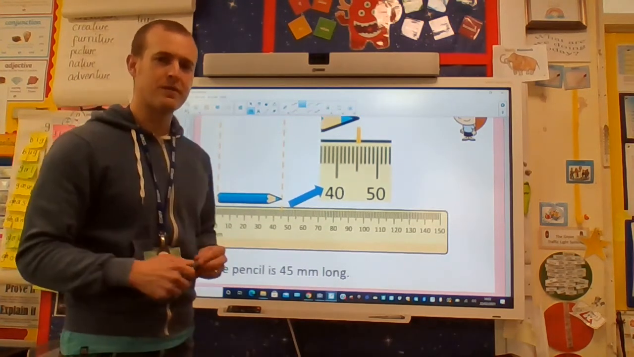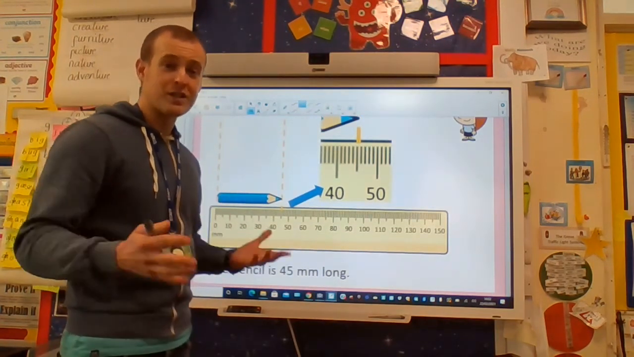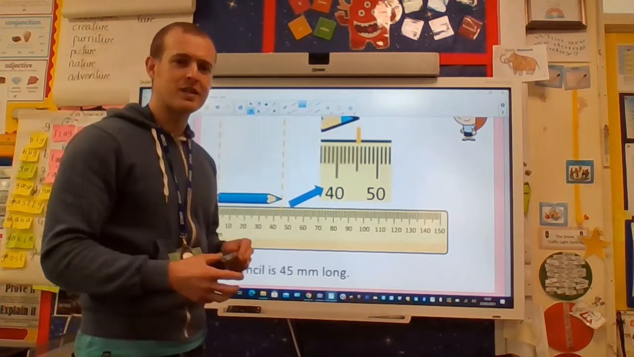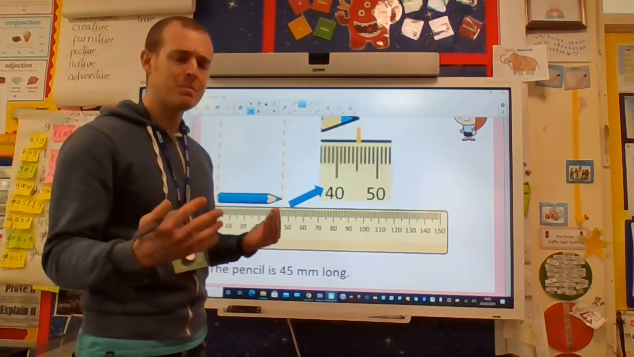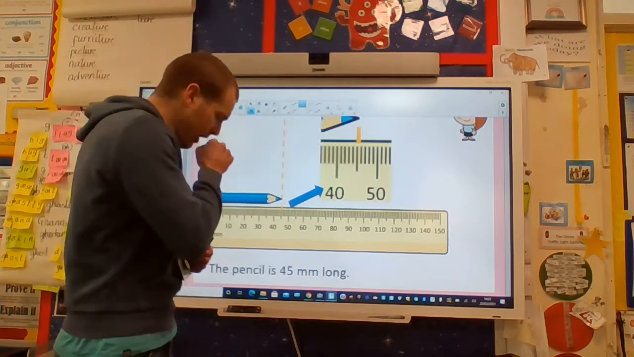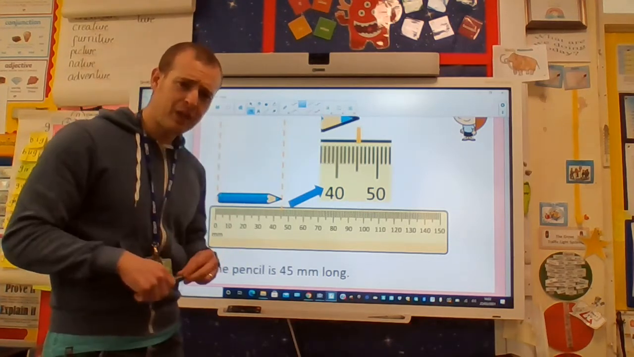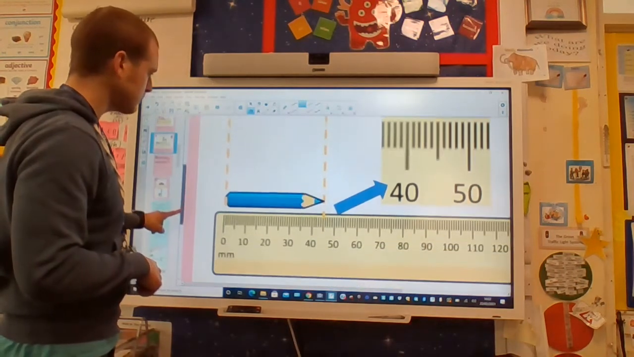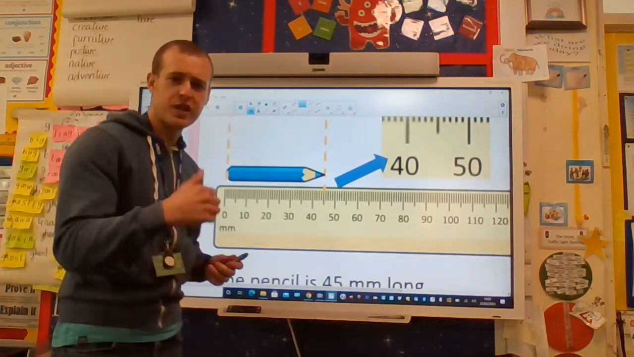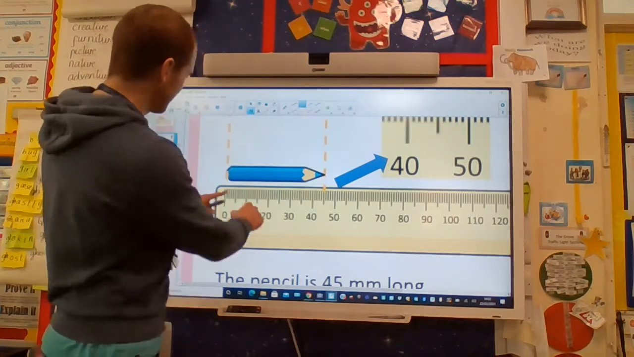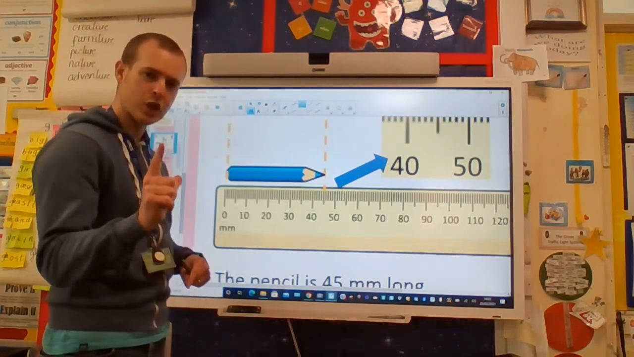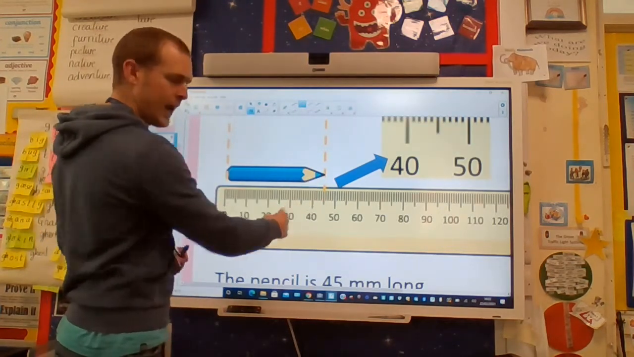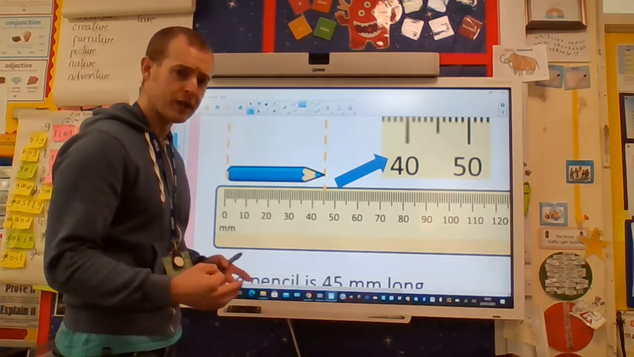Here's a little zoomed in version. Rosie's measuring a pencil, and she says it's 45 millimetres long. Let's have a little look. She started at 0, top tip number 1. She's lined it up along the edge, number 2. She's stopped at the end with our measure, 3.